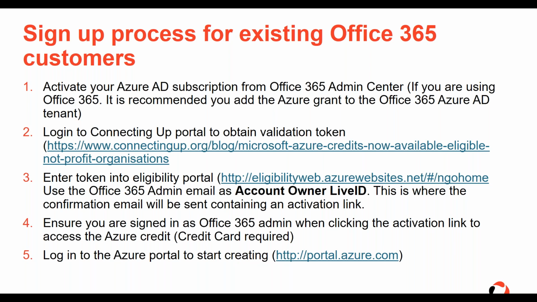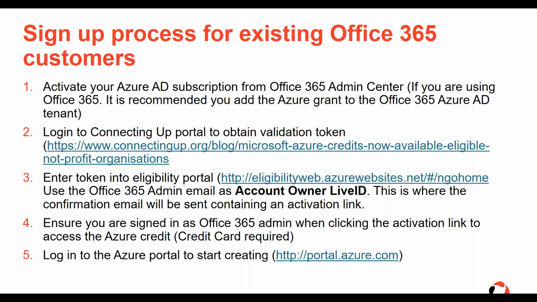But if you do them totally separately, if you go off and do Azure first and then you go off and do 365 later, then it actually will treat you as two separate organizations. So activate the subscription from the 365 Admin Center if you've already got 365. And the other key thing that you need to do to get that $5,000 credit, basically, is to go to Connecting Up, or TechSoup if you're in New Zealand, and get that validation token.